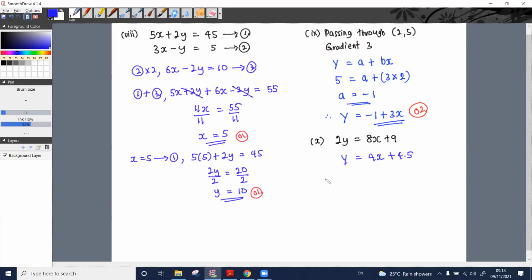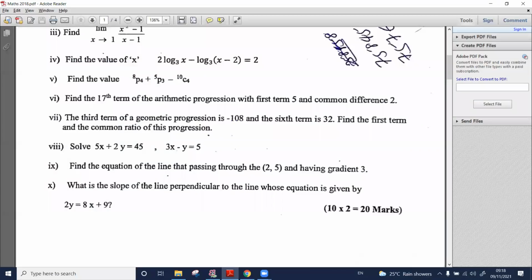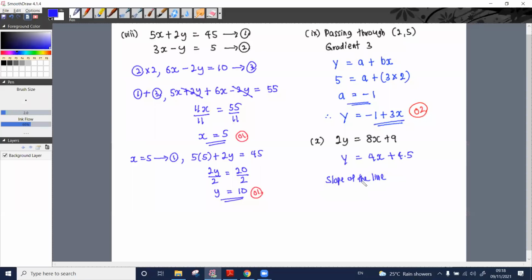What should be the slope? Slope of the line, slope of the perpendicular line. What should it be? You know the answer.